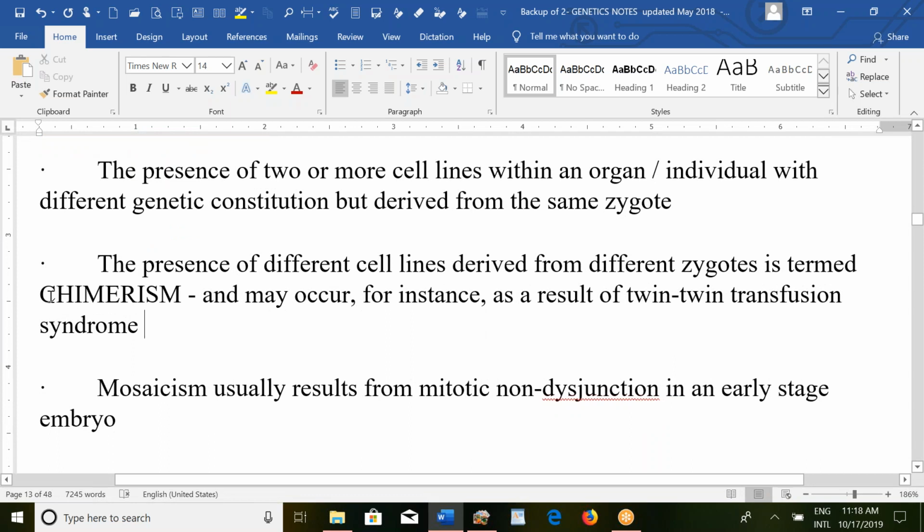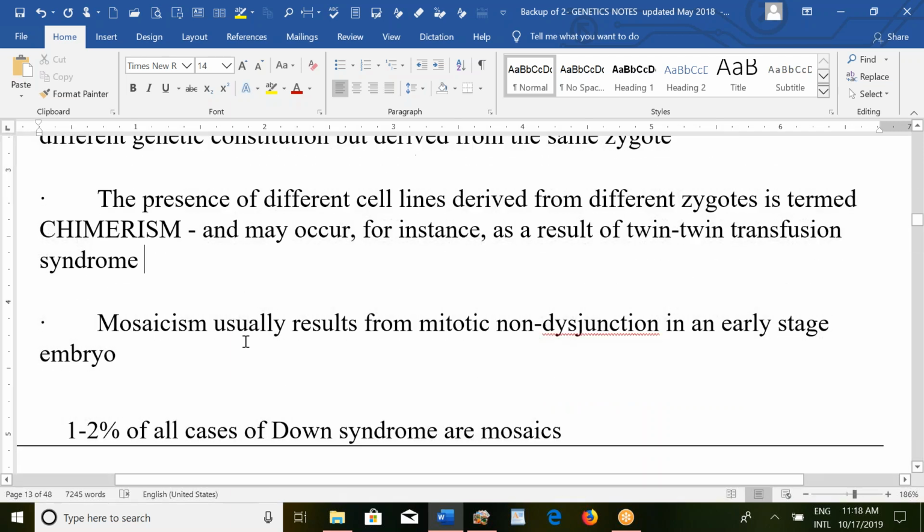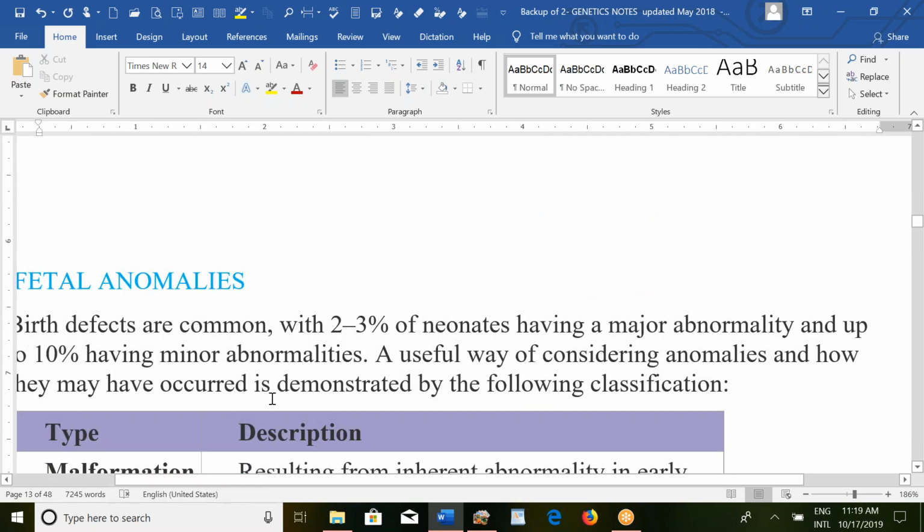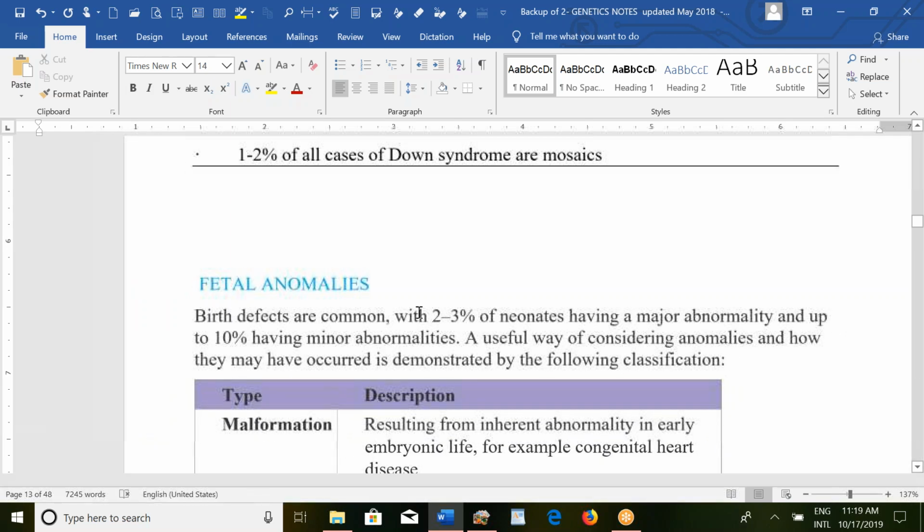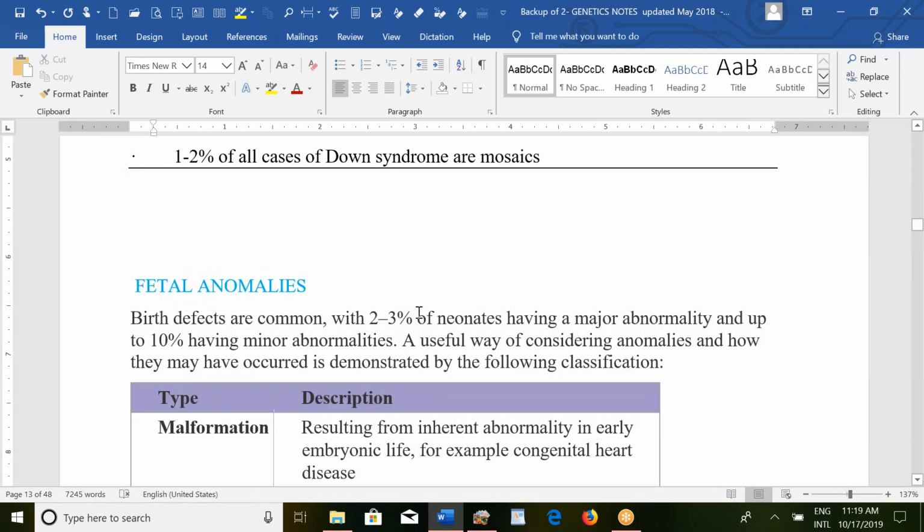If they are coming from two different zygotes, that will be chimerism, and it may occur, for instance, as a result of twin-to-twin transfusion syndrome. Mosaicism usually results from mitotic non-disjunction in an early stage embryo, and is seen in 1 to 2% of all cases of Down syndrome. So those are the basic concepts of genetics. Now we have to talk about other abnormalities.